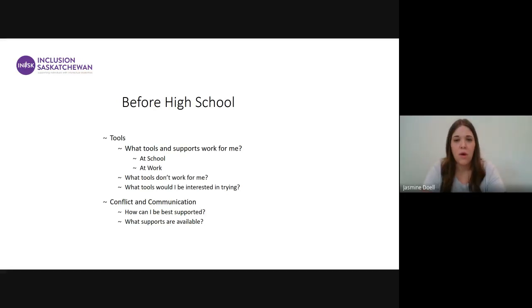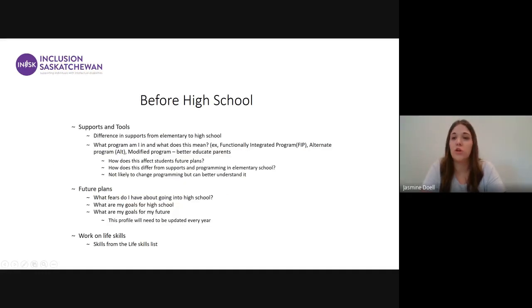And when developing a plan for the future, it's important to keep in mind what program the student is in in high school, whether it is the functionally integrated program, alternative education, or modified education. The program your child is in is determined by the psych ed assessment that they had done near the end of elementary school. It is important that you as parents are educated on the program your child is in so you are aware of what the difference in programming is.